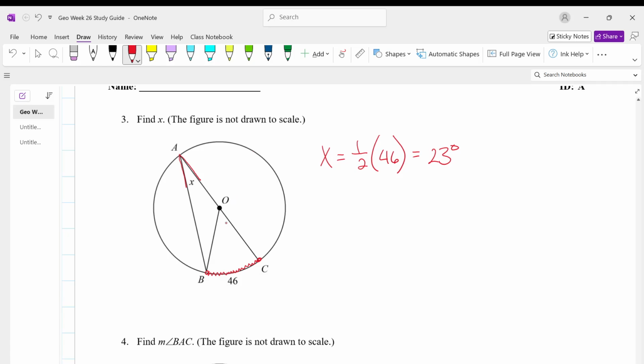Right, and if you were asked this angle right in here, this central angle would be 46. Central angles are equal to their intercepted arcs. Inscribed angles are equal to half of their intercepted arcs.